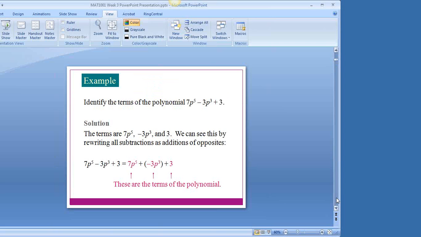All right, so if we were looking at the terms of this polynomial, I can see 3 of them. 7p to the 5th is the first one, negative 3p to the 3rd is the second, and 3 is the third. Remember, the sign of a term is the sign of what's in front of it. If there's nothing in front of it, because it's the first term, it's assumed to be positive.